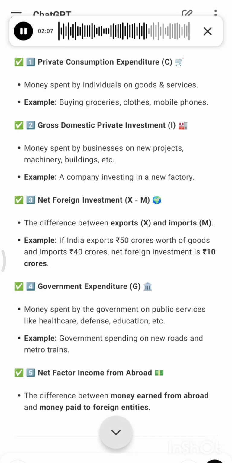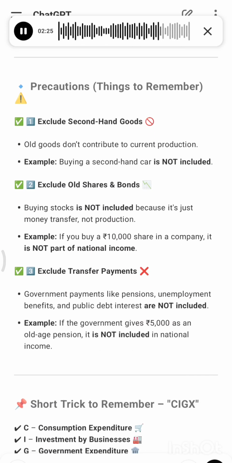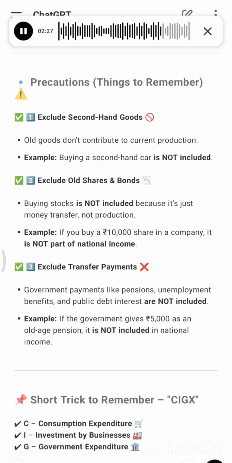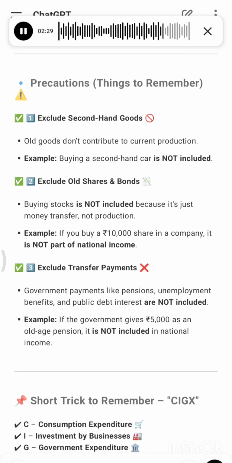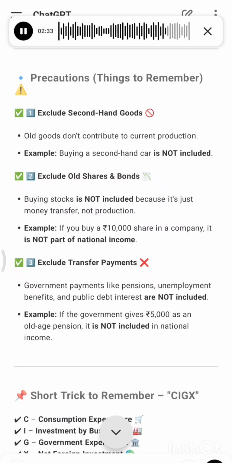Precautions, things to remember. 1. Exclude second-hand goods. Old goods don't contribute to current production. Example, buying a second-hand car is not included. 2. Exclude old shares and bonds. Buying stocks is not included because it's just money transfer, not production. Example, if you buy a $10,000 share in a company, it is not part of national income.